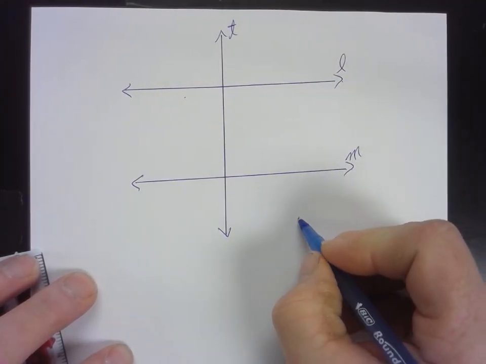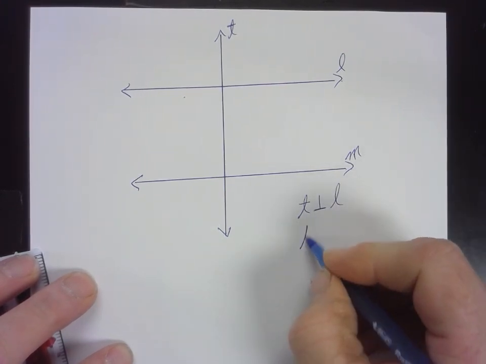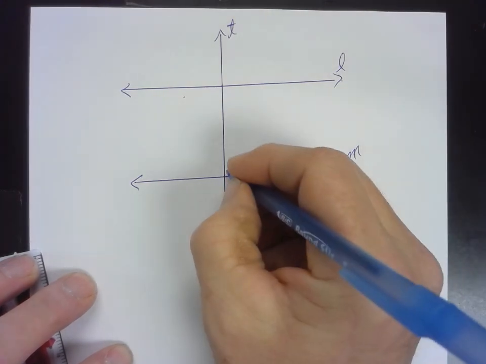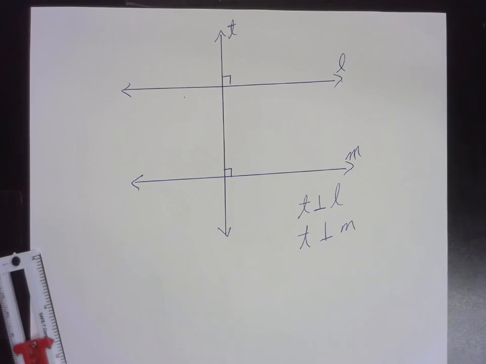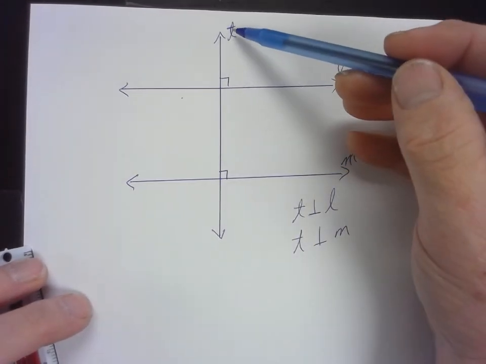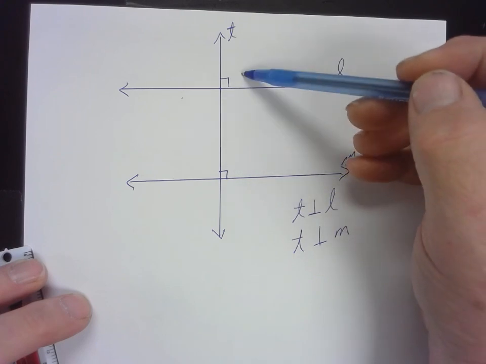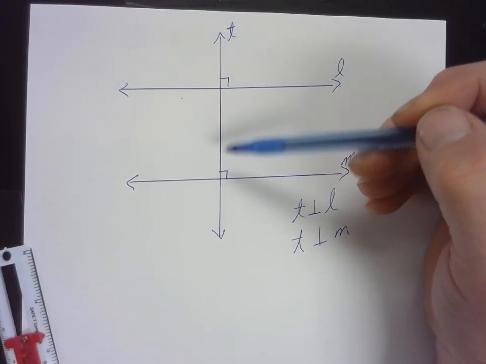if line T is perpendicular to line L and line T is perpendicular to line M, are line L and M parallel? They are, aren't they? So if it's perpendicular to both of them, what does perpendicular mean? It means we get what type of angle? Right angles. And what do we know about all right angles? They're congruent, aren't they? All right angles are congruent.